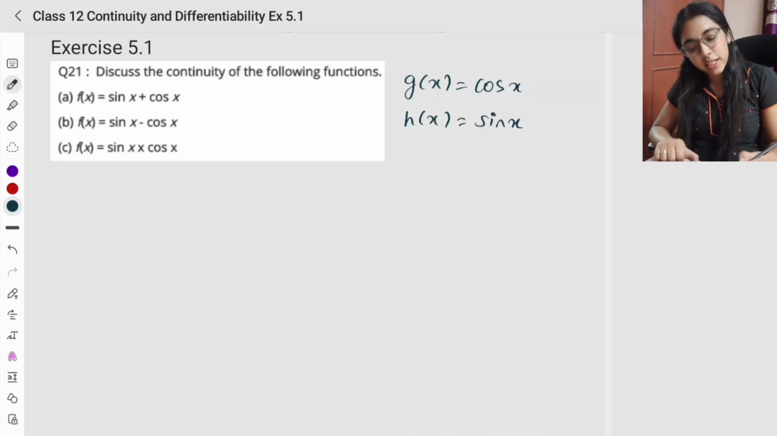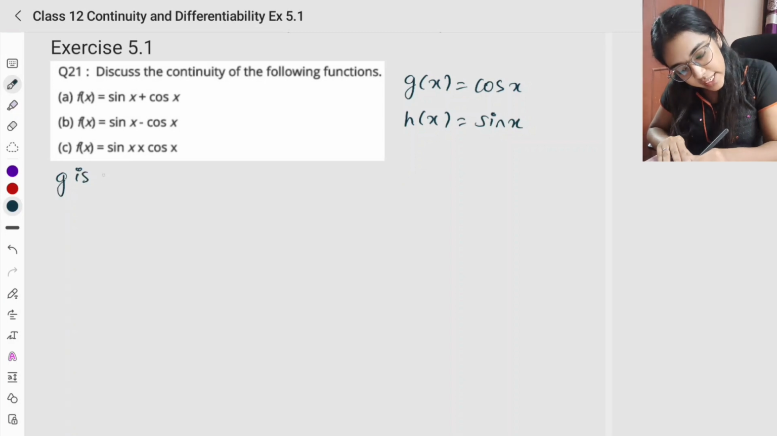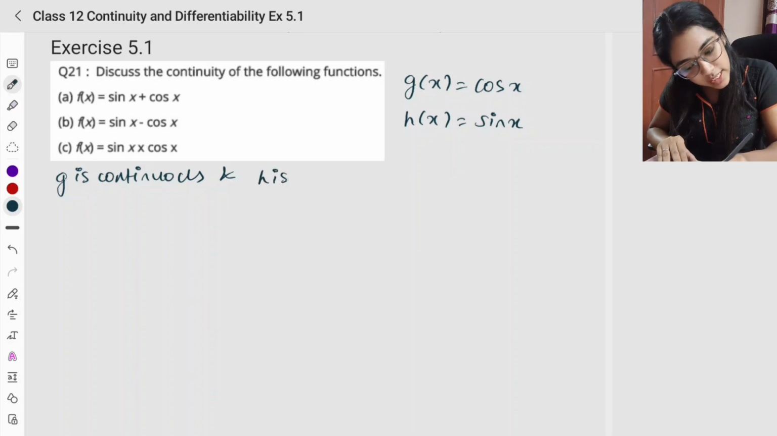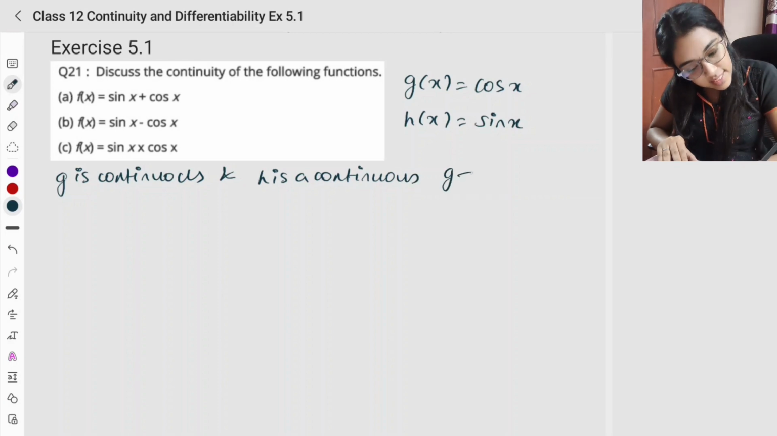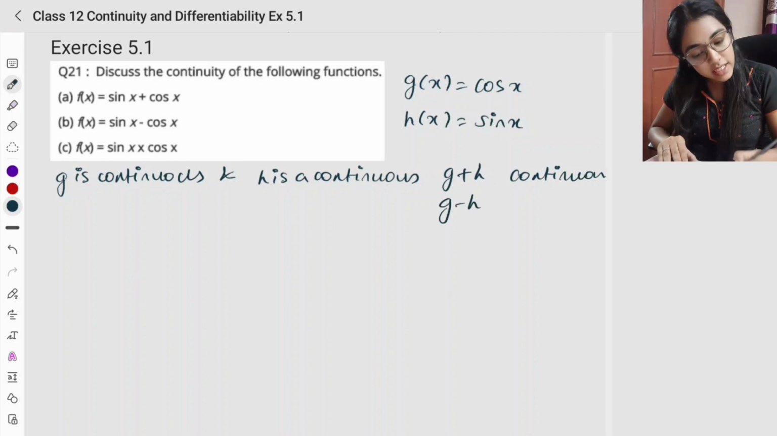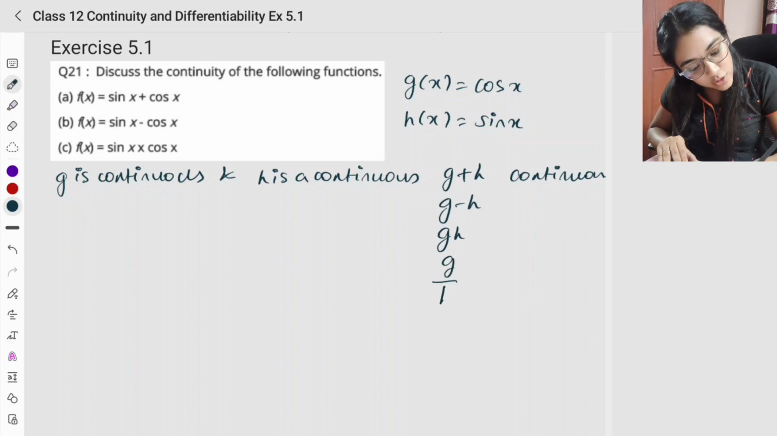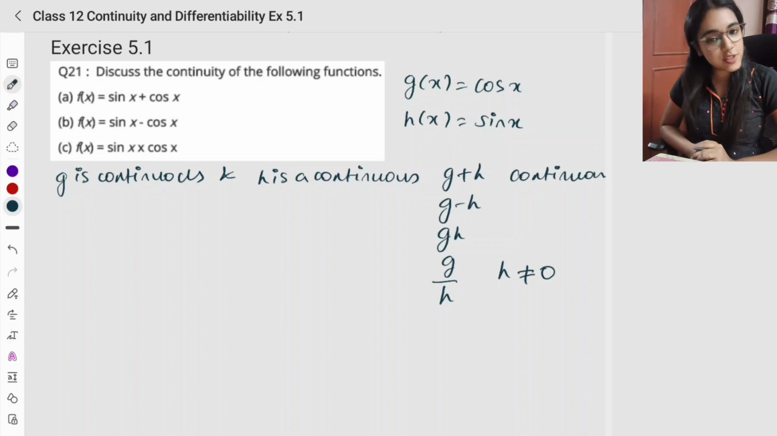What did we learn about continuity? If g is a continuous function and h is a continuous function, அப்ப என்னென்னலாம் relations தெரியும்? You have the sum is continuous, the difference is continuous, the product is continuous, and the division is also continuous provided the denominator is not equal to 0. இந்த conditions-லாம் படிச்சோமா?